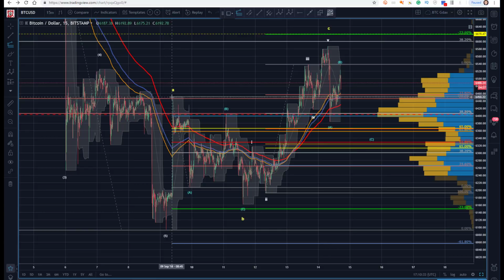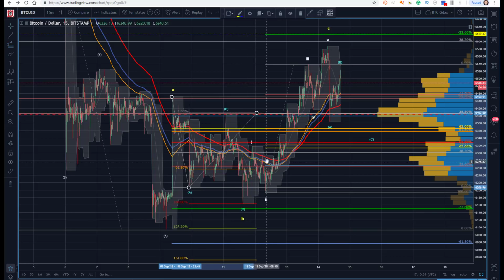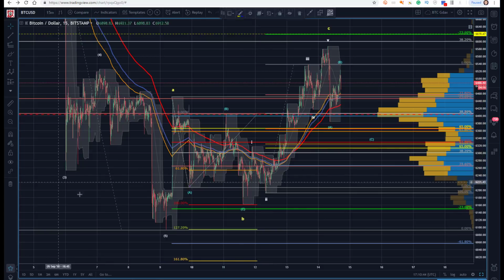This is very textbook for an ABC. We're looking for parity between the length of the A wave projected from the B, and if I pull that over, you see it's to the tick, right?